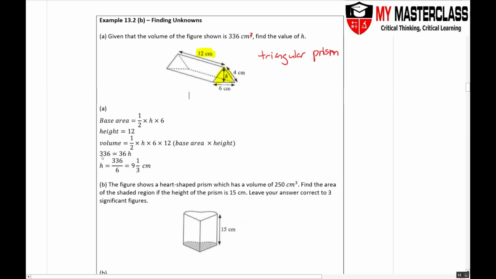Okay, so they equated the 336 to your 36h, which is worked out from here, half times h times 6 times 12. Then from there, very simple, okay, just move your terms around. I'm gonna divide the 36 over. Okay, so you have 336 divided by 36. Okay, you get 91 over 3. Okay, sorry, there's a typo here. Let me add a 3 here. It should be divided by 36. Okay, that is for part A.